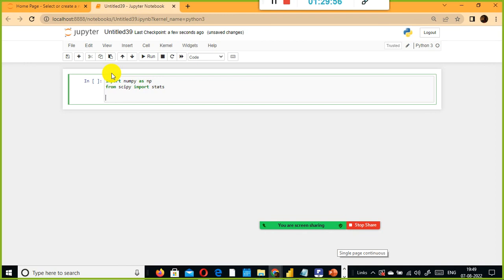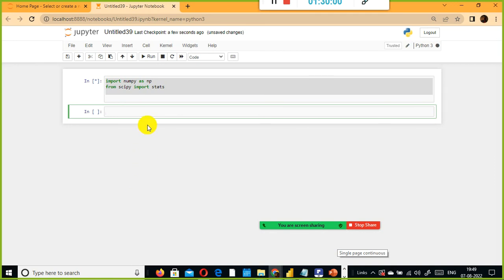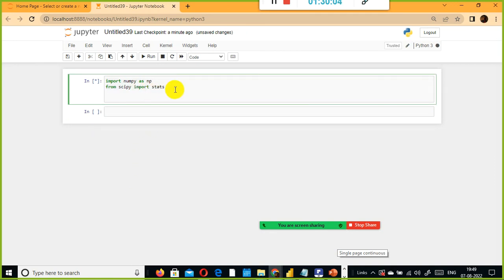I'll import this one. In the SciPy package, you have something called the stats method. This one has all the functions in it, the mode function, all the things. Mode is available here, and in NumPy itself, the mean, median, everything is available.